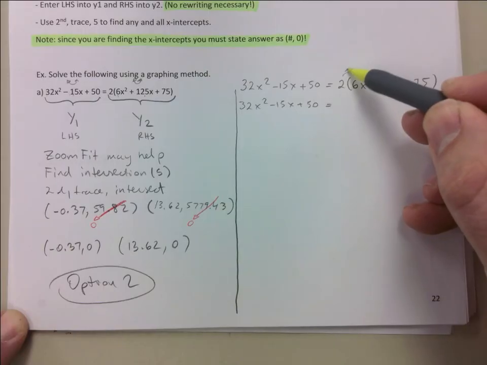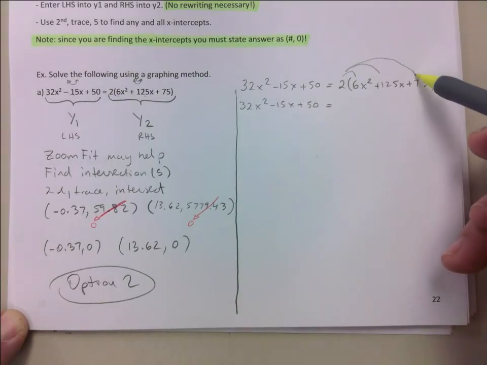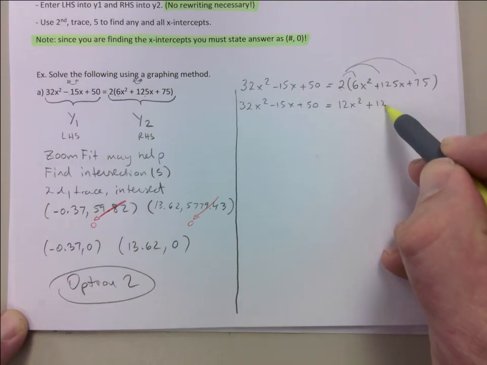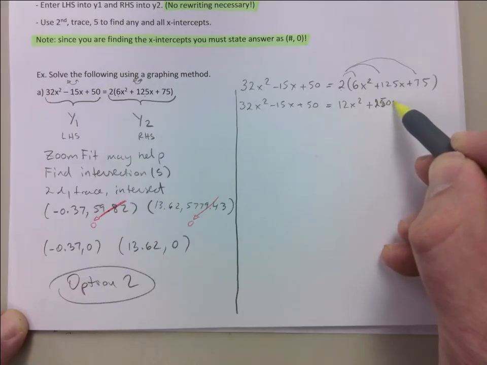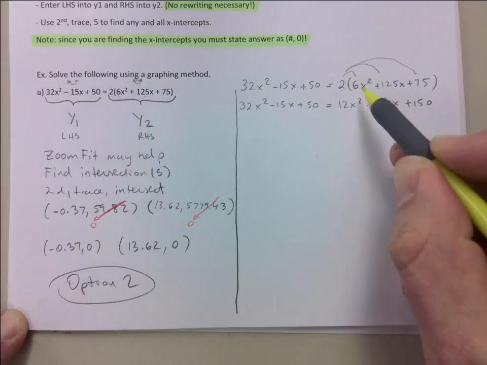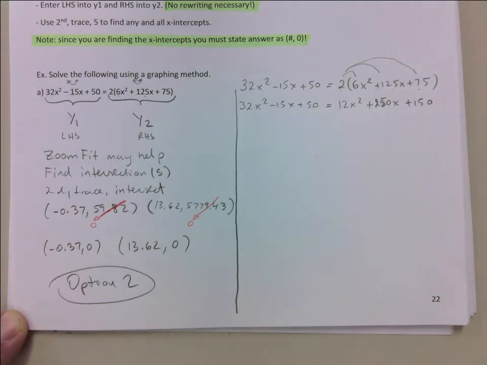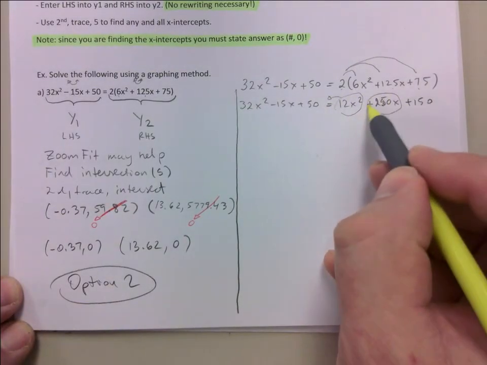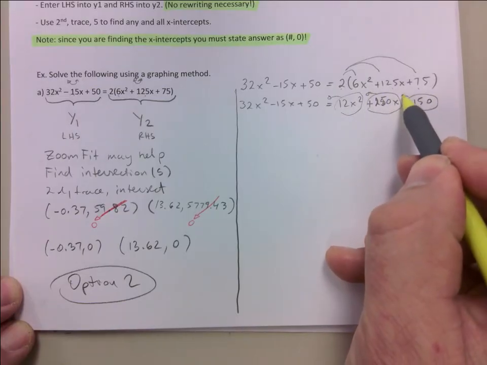But this one, I have to distribute, right? So 2 times 6x squared is 12x squared plus 250x plus 150. So I'm multiplying everything by 2. So you're basically doing the same thing you would do for the quadratic formula. That's why I don't like option 1. Option 1 is more work. There's more room for mistakes. But anyway, so we're going to take this one, bring this over. Take this one, bring it over. Take this one, bring it over.